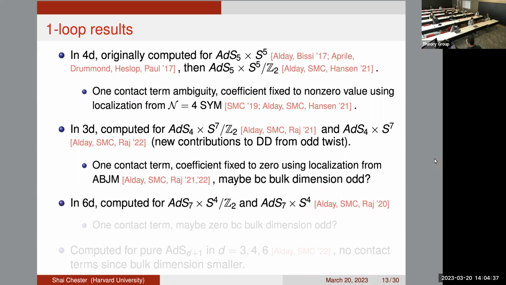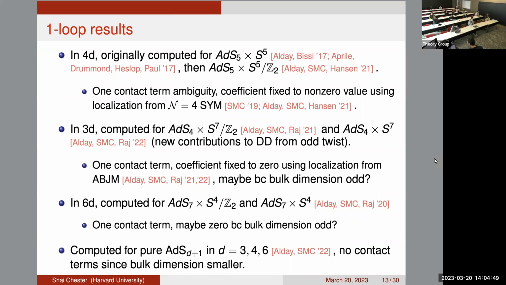And then finally, this calculation was also done in 6D for both AdS7 cross S4 mod Z2 as well as AdS7 cross S4. And in this case, we don't have localization, so we don't know the value of the contact term. And then finally, in my recent paper with Fernando, we also did this one loop calculation for this putative pure supergravity theory. This is actually a much easier calculation than the previous ones because the KK mode spectrum is basically trivial in this case. And so the point of this slide is just to show you that the one loop correction has been computed for all the relevant cases, so all the cases of maximal supersymmetry. And so we have something to compare to at one loop.